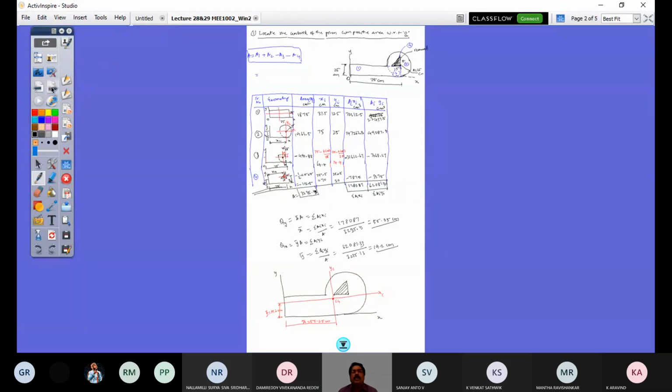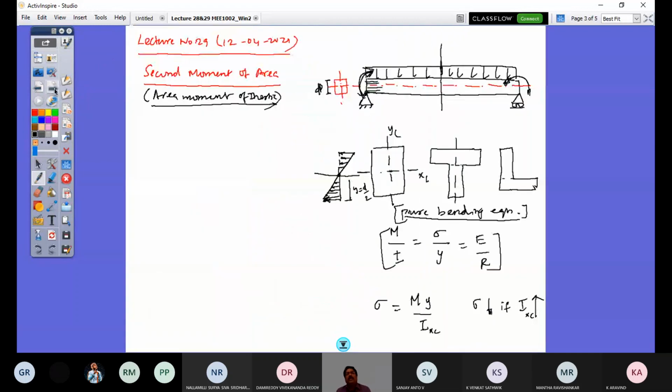Then we went on to the next lecture where we looked at what do you mean by second moment of area and its significance. There is something you are going to learn, a very important concept called the pure bending equation. So this is M by I is equal to sigma by y is equal to E by R. So in this, you know what M is: the total bending moment value at a chosen section. I is the second moment of area, sigma is the bending stress, y is the layer that you consider from the neutral axis. Where is it located?